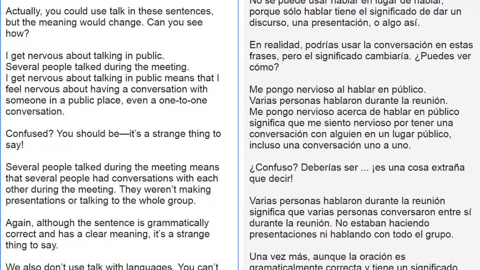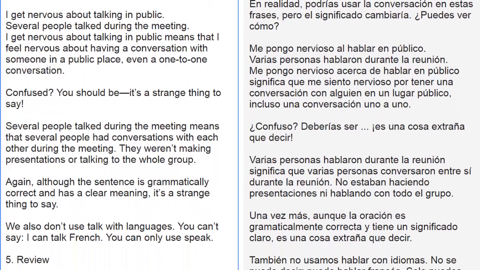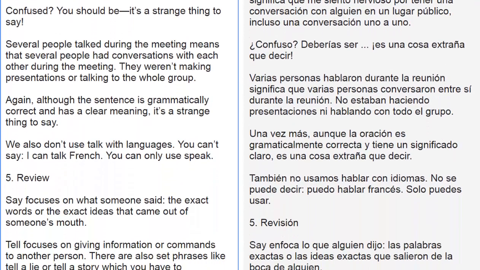Can you see how? I get nervous about talking in public. Several people talked during the meeting. I get nervous about talking in public means that I feel nervous about having a conversation with someone in a public place. Even a one-to-one conversation. Confused? You should be. It's a strange thing to say.